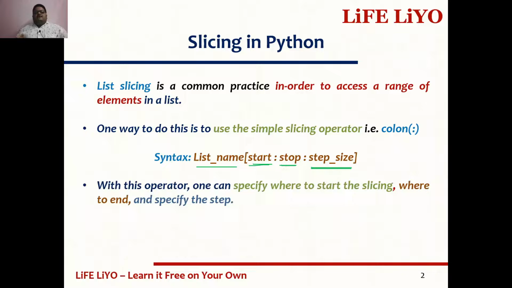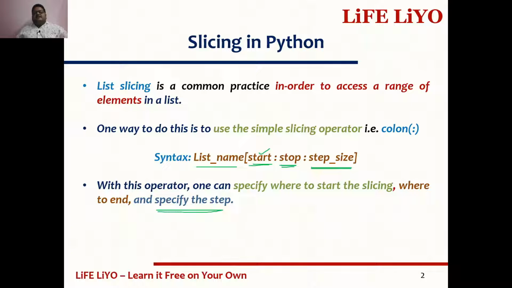So the start, from where you want to slice. If you have a big list of 1000 elements, and we want from the 51st element, that defines the start. Then where you want to end, that is where you want to get like 100 elements, so from 51 to 100, that is the stop, where you want to stop.